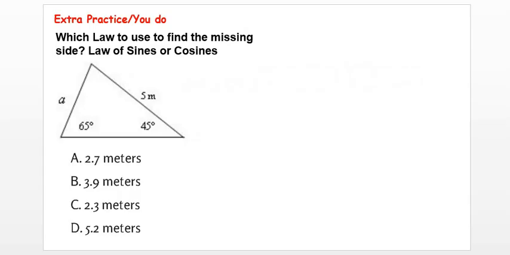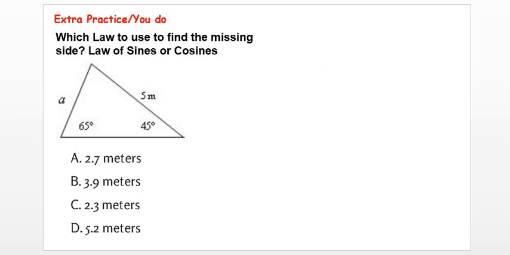Now it says which law to use to find the missing side, law of sines or law of cosines. This is a very tricky question because when we are in the lesson of law of sines, we know that in all the questions we have to use the law of sines. When we are solving the questions of law of cosines, we know that we have to use the law of cosines. But when you have it in a quiz, you cannot decide which law to use. So be very careful.